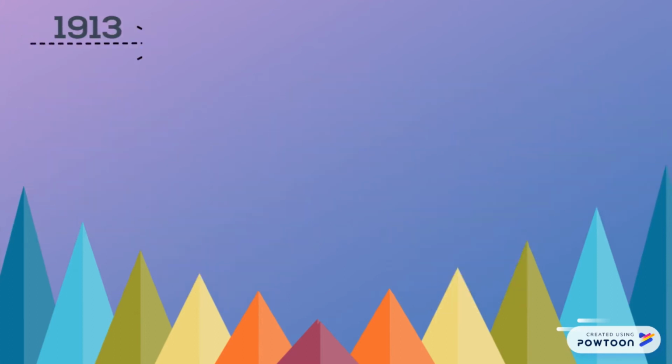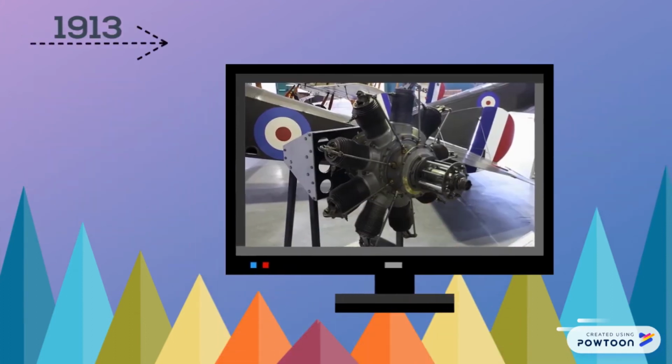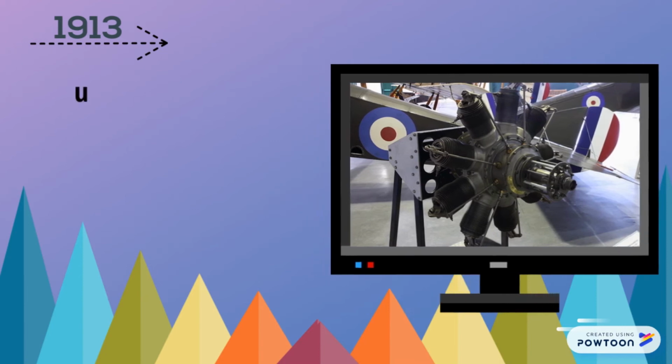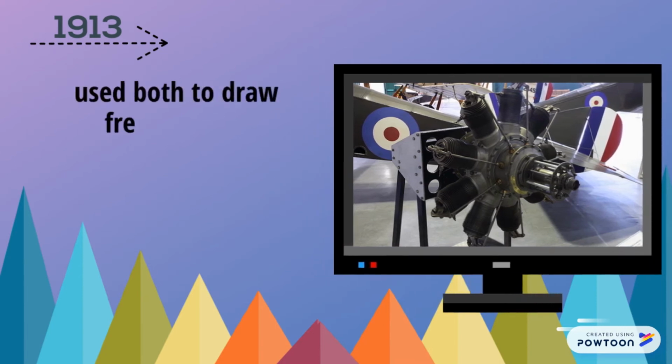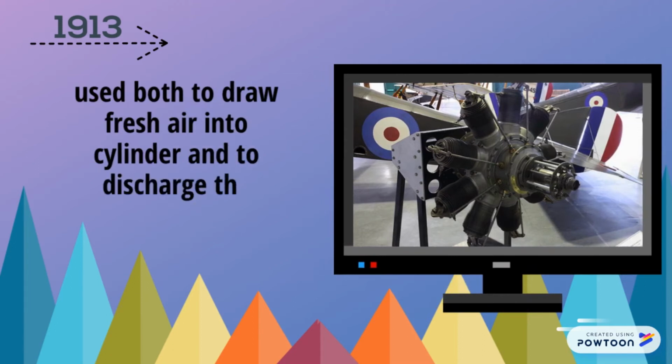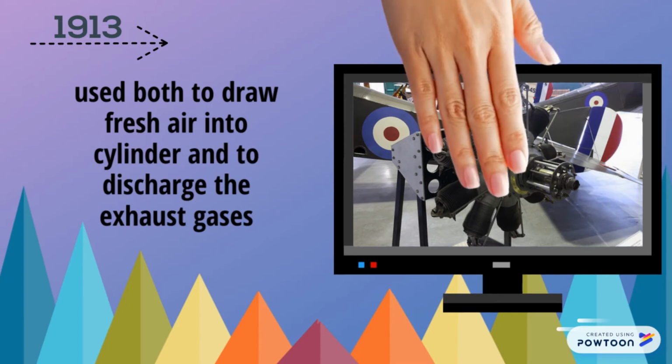The Seguin brothers introduced a new design of rotary, the monosoupape, in which the inlet automatic valve of the piston crown was eliminated. This type of engine has a single overhead valve with an unusual timing that is used both to draw fresh air into the cylinder and to discharge the exhaust gases.